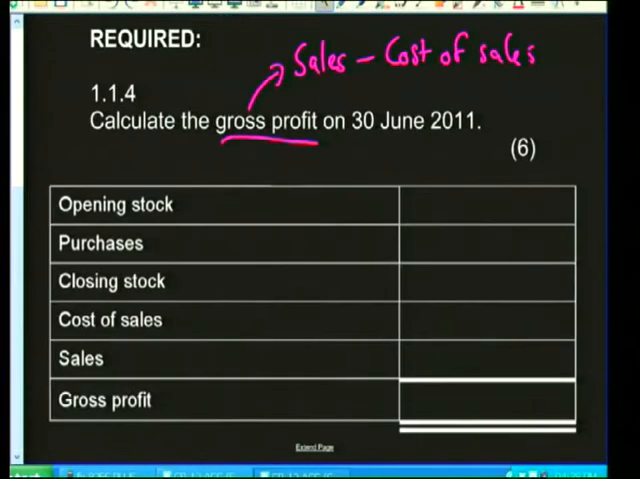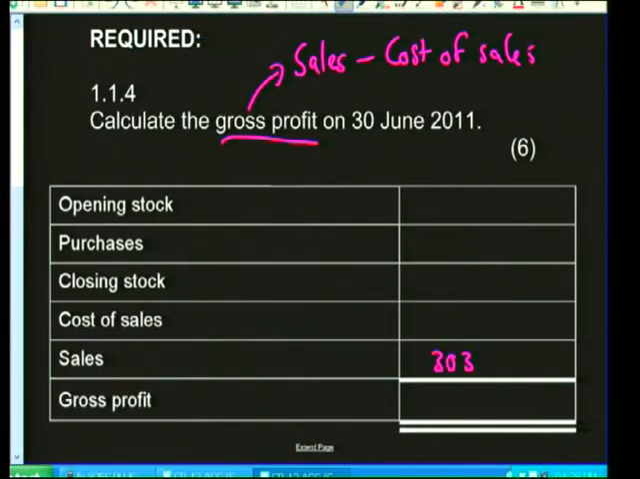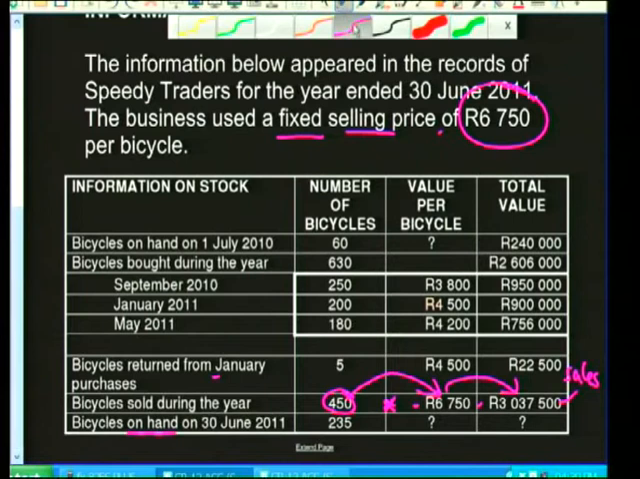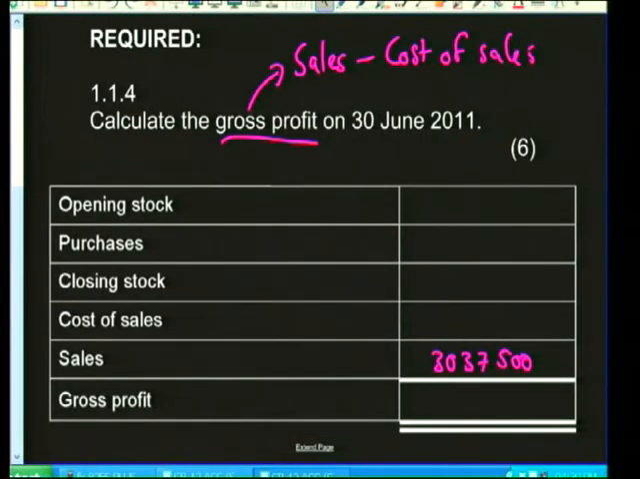Let's look back at the answer sheet. You'll see there that we have sales. The sales figure is given to us. All we need to do there is write that 3,037,500. You'd get 1 mark just for copying the number over correctly. You can see there it is. What I've done is I've simply taken our sales for the month and I've transferred them into my statement. So far, we already have one number out of the 6 numbers we need.